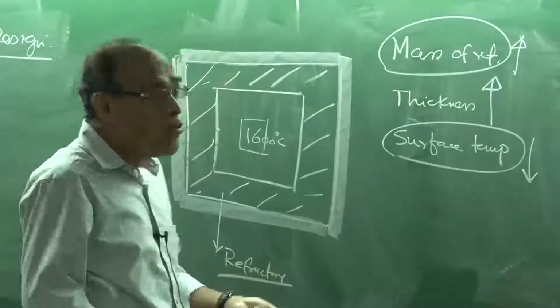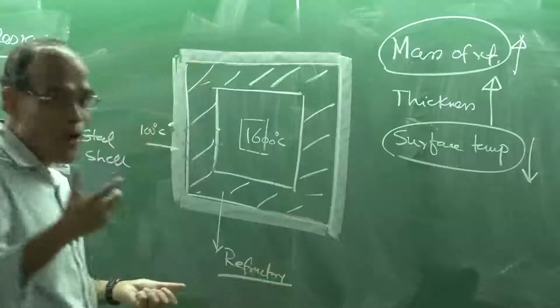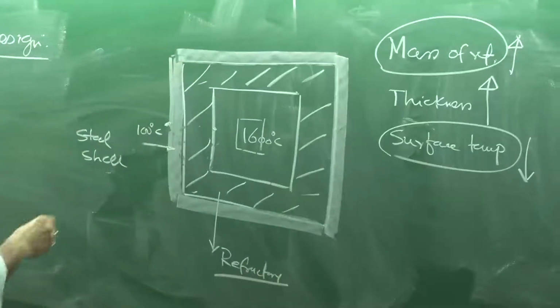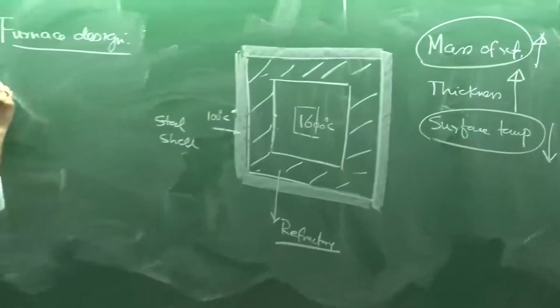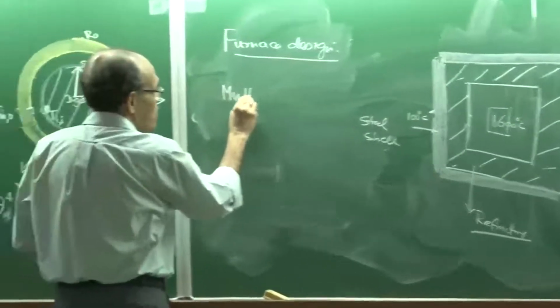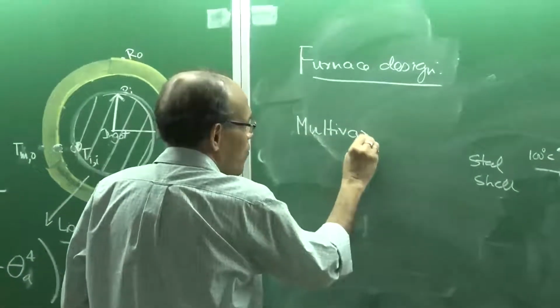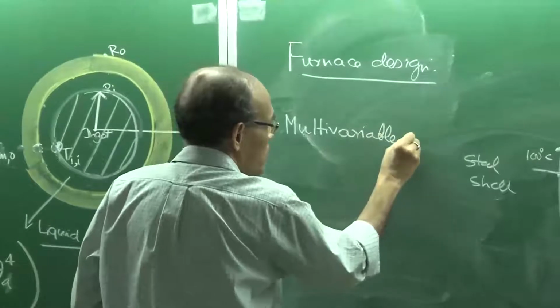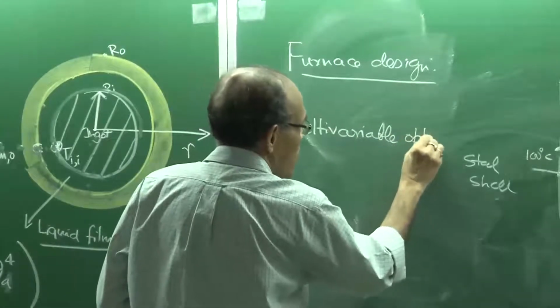So therefore, we have a problem which is really called a multivariable optimization problem. There is no one objective; it is multivariable optimization.